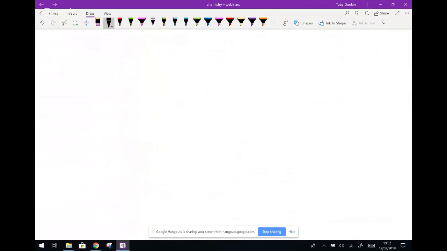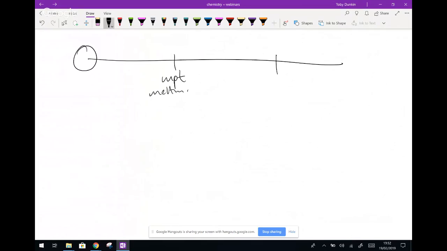This is called the thermometer line, Lucas. Whenever you do the thermometer line, you have two state changes, two important temperatures. This here is the MPT, otherwise known as melting point. Let's give it a number. Let's go for water, 0 degrees Celsius. That is also the freezing point. They are the same temperature.